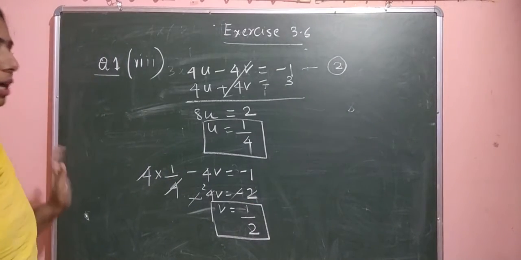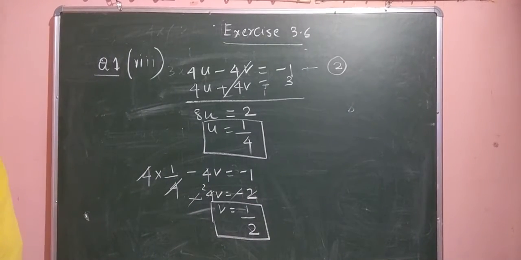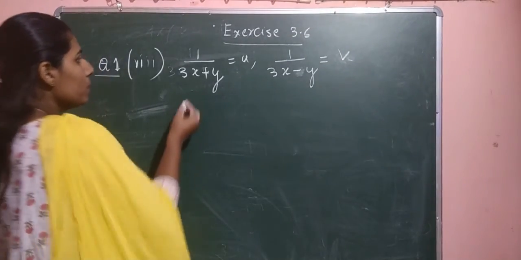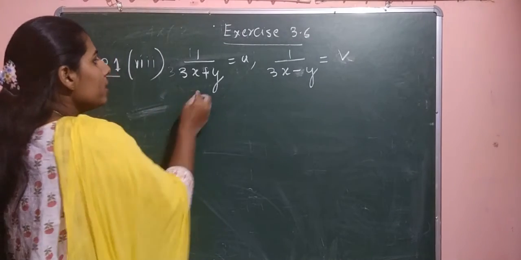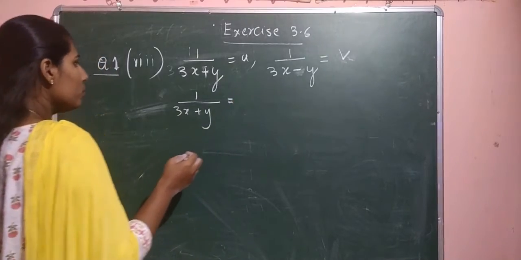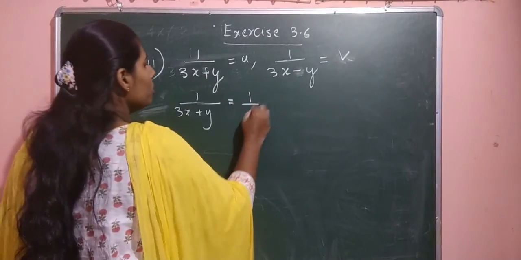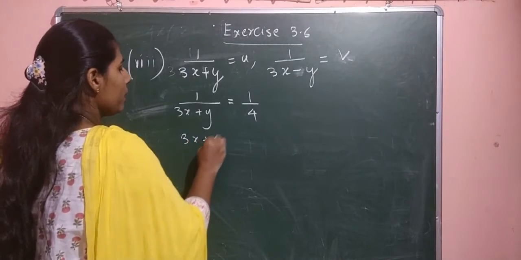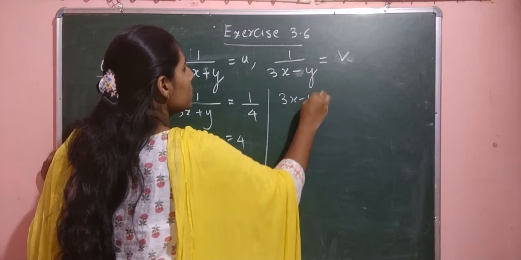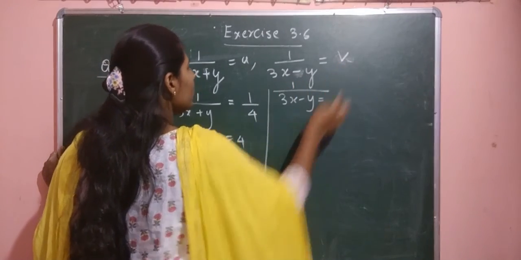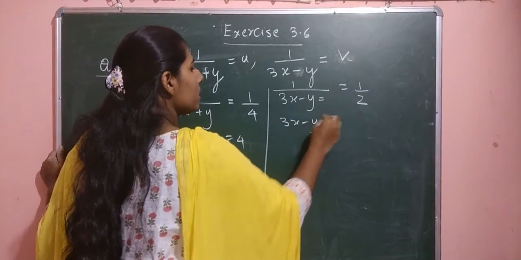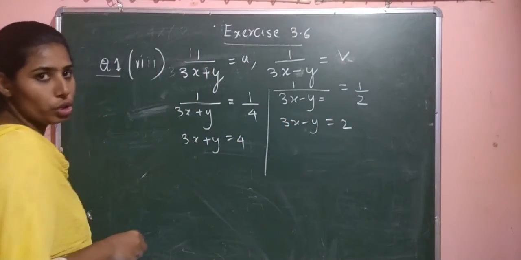So since we have got the value of u and v, we will put it back in what we have taken. So this was what we have taken. So from here we will get 1 upon 3x plus y. The value of u, you got it as 1 by 4. So you will get 3x plus y is equal to 4, right? And from here you will get 3x minus y is equal to 1 upon v value, which was 1 by 2, right? So you will get 3x minus y is equal to 2. Now you will solve these two equations.